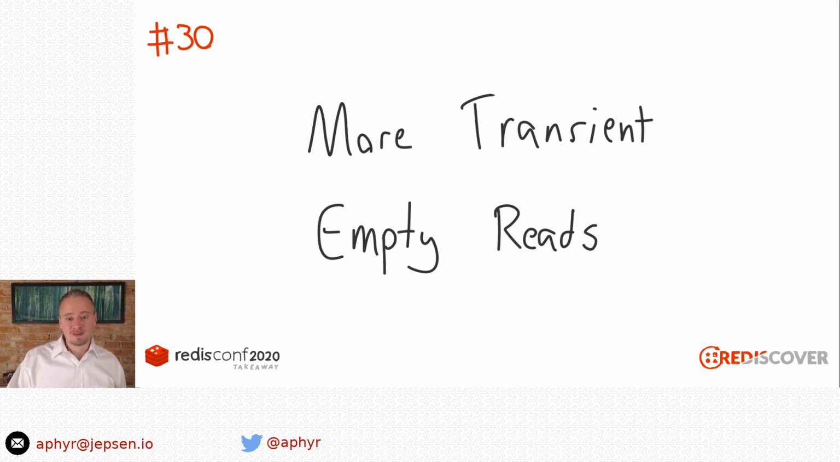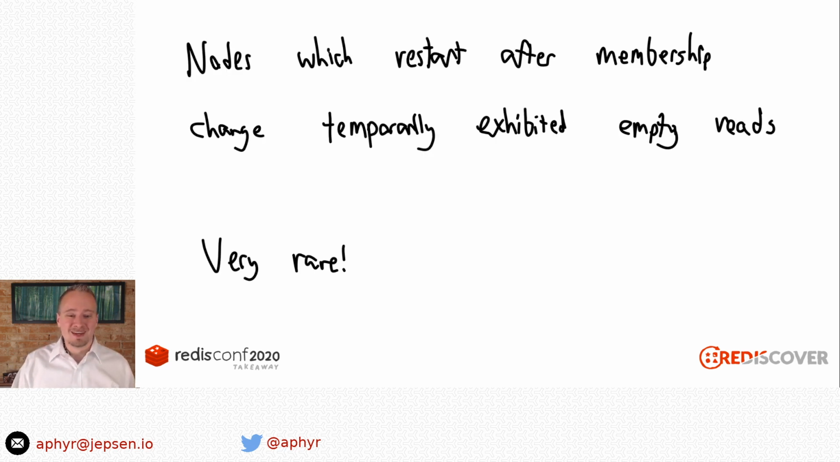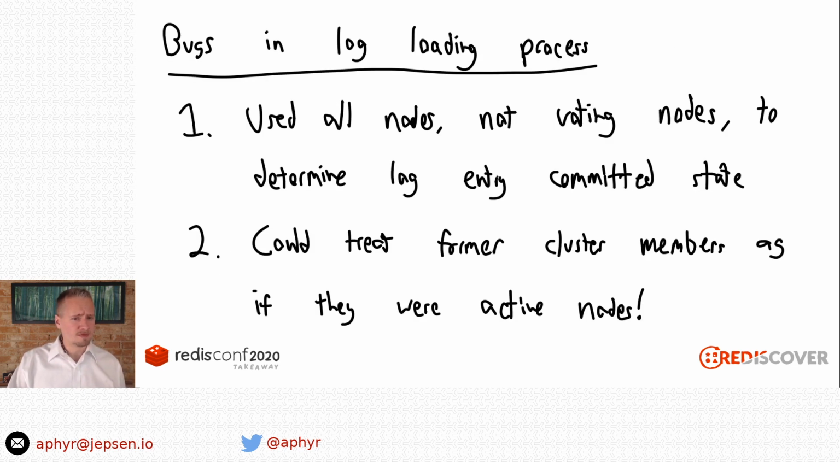Bug 30 involved another case of transient empty reads. Nodes which restarted after membership changes could, for a short time, show you empty data sets instead of the actual data. This bug was really rare. We had to test for hours and hours to find this one. It involved a bug in the log loading process. So when RedisRaft starts up, it looks at the log on disk to decide what state it should be in, and it tries to replay operations to get to a good state. And when it's trying to decide which operations in the log are committed, it needs to know what the cluster membership was at that time.